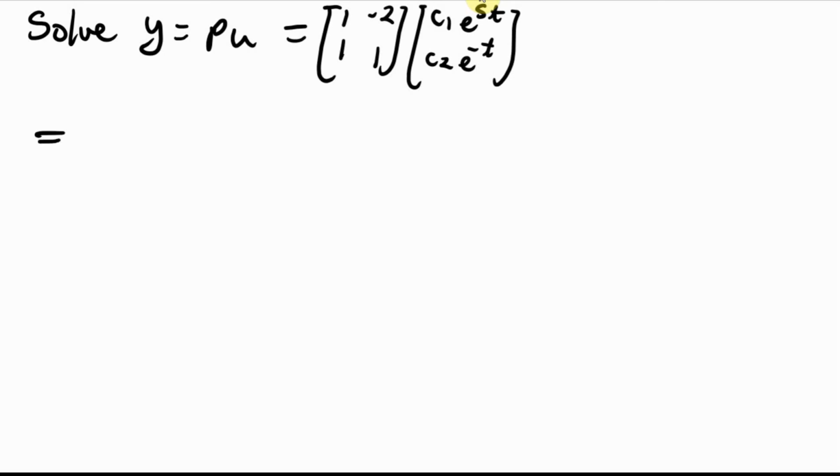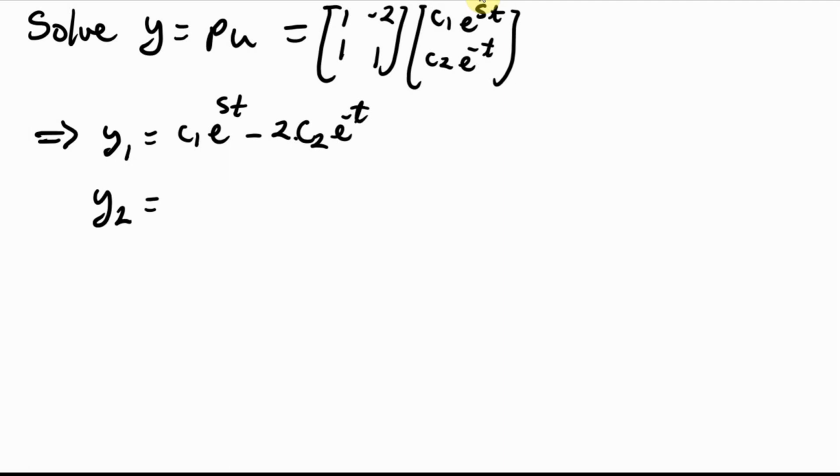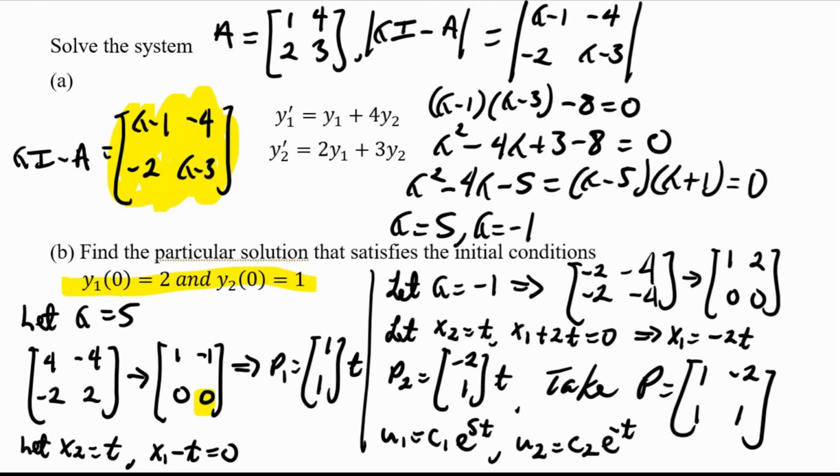So that implies that y sub 1 is equal to, just do the multiplications, c sub 1 times e to the 5t minus 2 times c sub 2 times e to the negative t. And then y sub 2 is c sub 1 times e to the 5t plus c sub 2 times e to the negative t. Now they give us some initial conditions. They tell us that y sub 1 of 0 is equal to 2, and then y sub 2 of 0 is equal to 1.